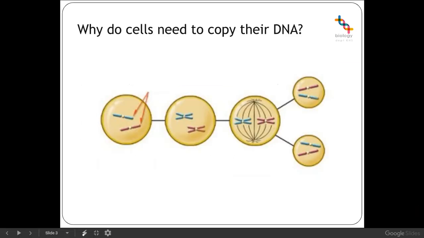So to begin with, thinking about why cells need to copy their DNA, well, we know that DNA is copied during cell division or mitosis, and that really makes sure that the new cells produced have got the same number of chromosomes in them and they have the same genes on them. So really what we're doing is we're making sure that the new cells, the daughter cells, are genetically identical to our original parent cells, and that means that the parent cells can be replaced appropriately.